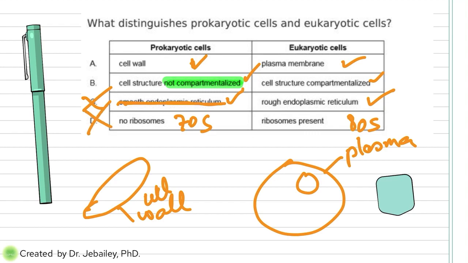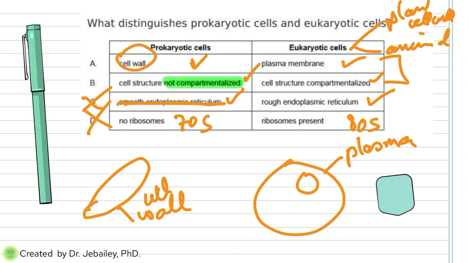So now you're stuck on these two. This is what students usually think: cell wall in prokaryotes, while eukaryotic cells have a plasma membrane. All those are true, but there's a huge but. Eukaryotic cells include plant cells, besides animal cells. And what does a plant cell have? A cell wall. So the cell wall is not what makes the difference between prokaryotic and eukaryotic cells. The final answer will be B, because the words not compartmentalized mean it has no organelles, and yes, prokaryotes do not have organelles.